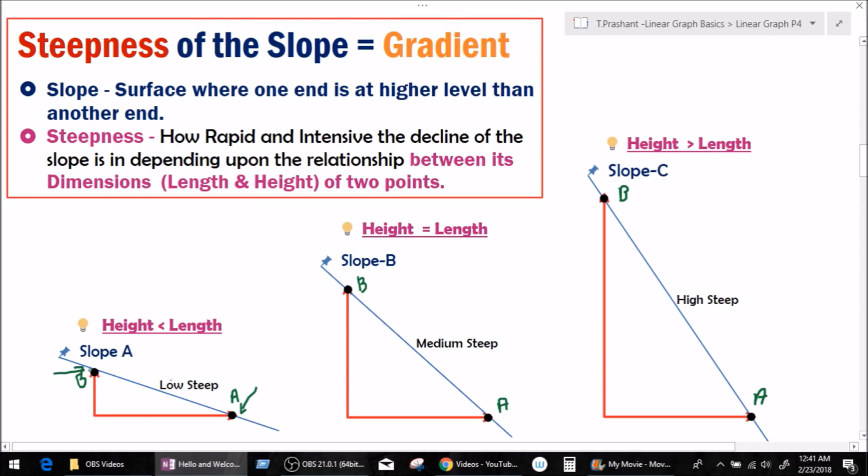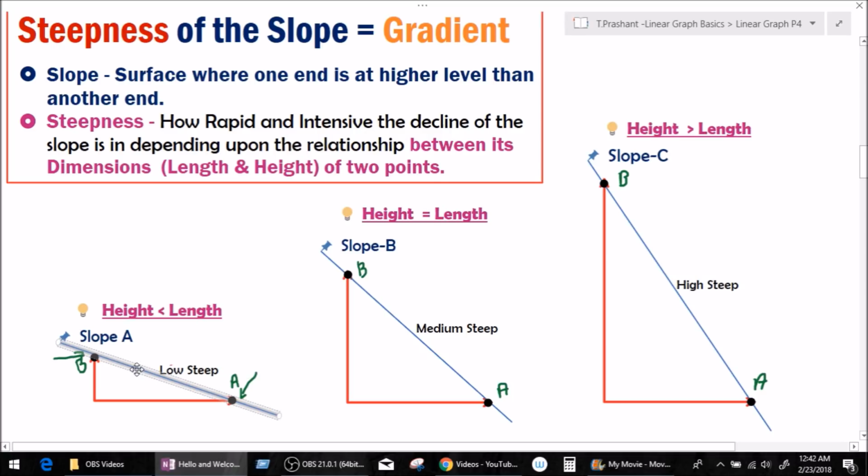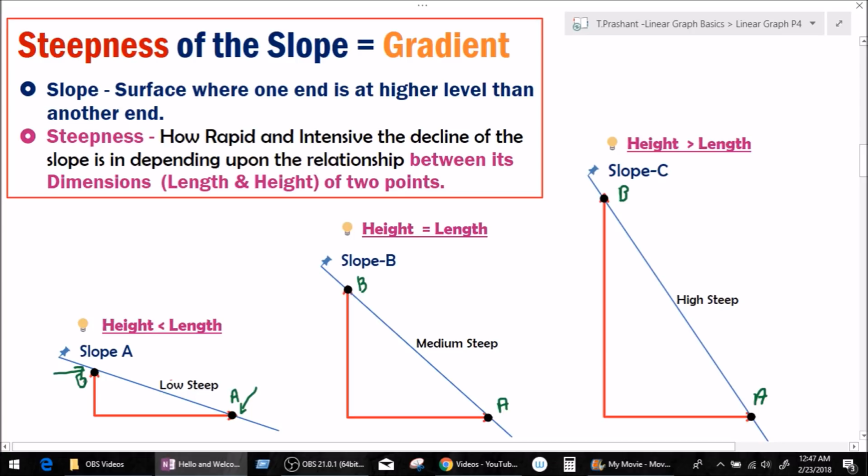And point B is placed at a higher level compared to point A. So if we join these 2 points with the help of a straight line, this straight line will be the slope of point A and point B. And why? Because point B is placed at a higher level and point A is placed at a lower level. So if you join these 2 points with the help of a straight line, you will get a slope of these 2 points, and that's what a slope is.